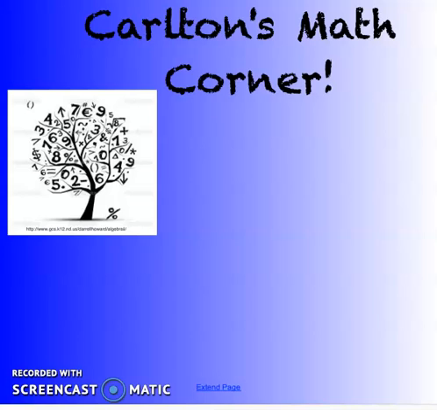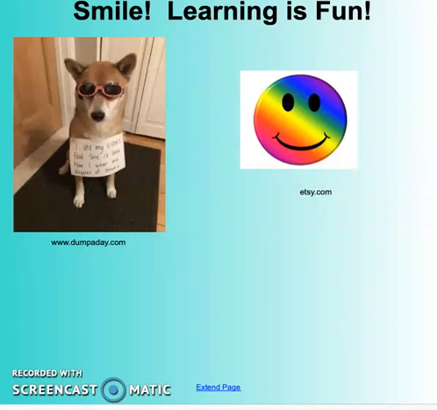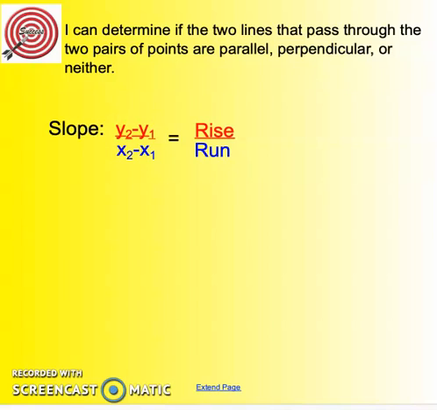Today we are going to continue our study on parallel and perpendicular lines. At this time, please make sure that you have your notebook, something to write with, as well as a vocabulary packet. Our target today is to determine whether the two lines that pass through the two pairs of points are parallel, perpendicular, or neither. First of all, let's just review how to find slope.